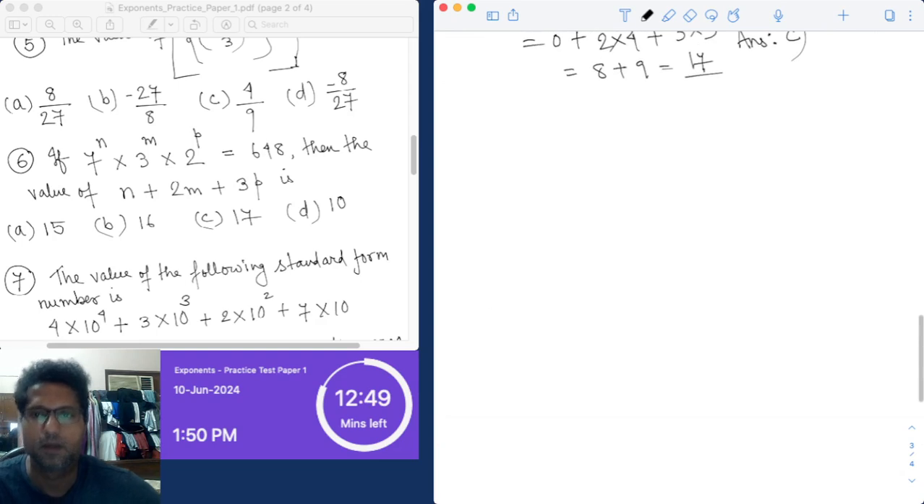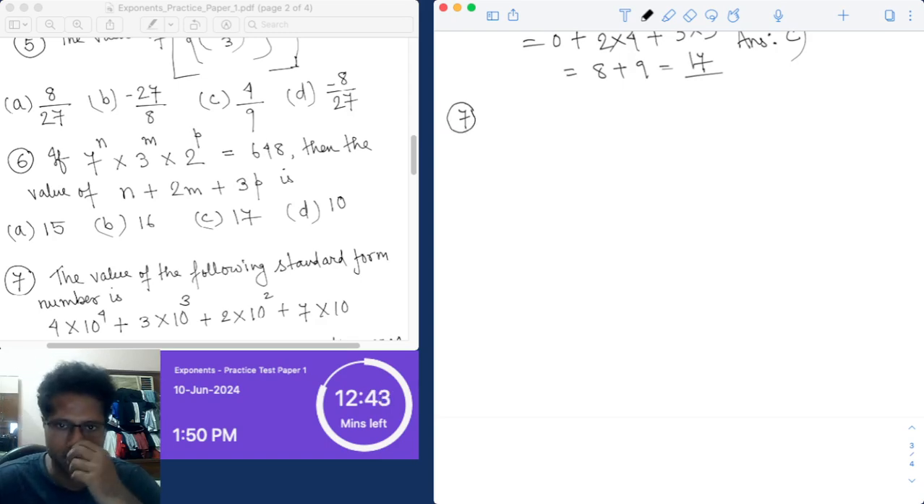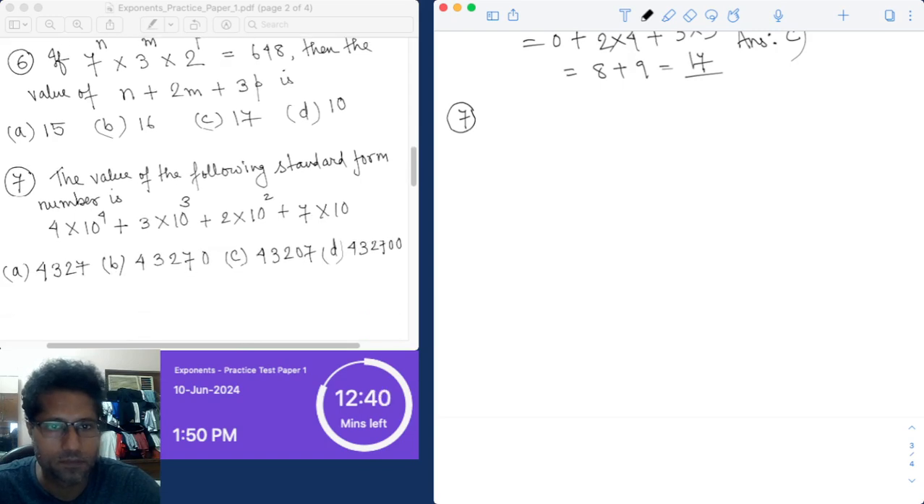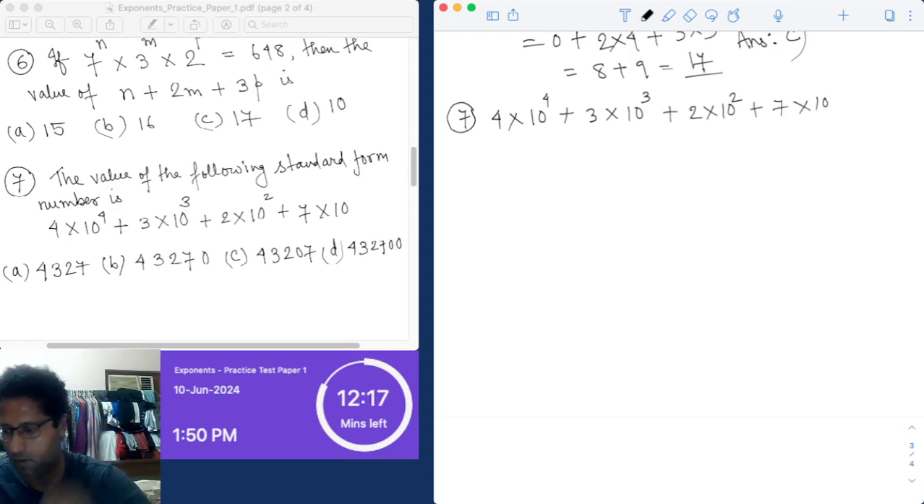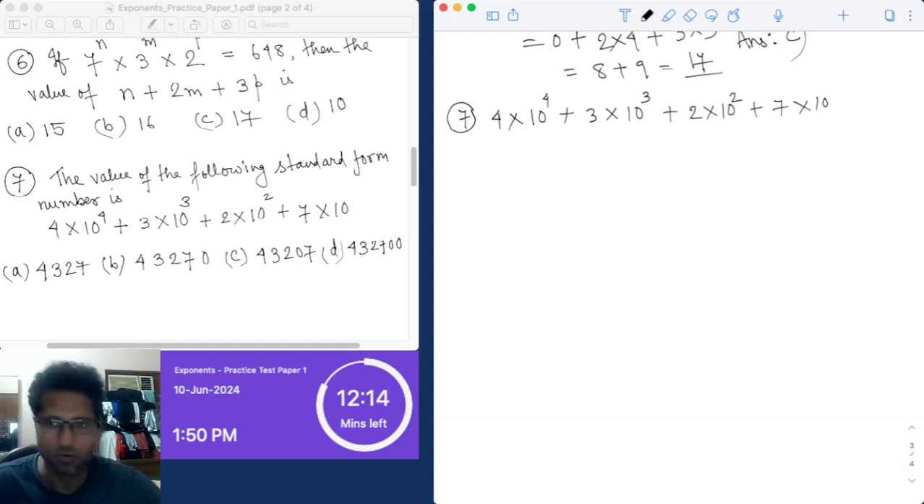Okay, let's do question number 7. Approximately 10 minutes left. The value of the following standard form number is: 4 into 10 to the power 4 plus 3 into 10 to the power 3 plus 2 into 10 to the power 2 plus 7 into 10 to the power 1. As discussed in my class videos, I see the maximum power of 10, that is 4, so I understand the number has 5 digits.